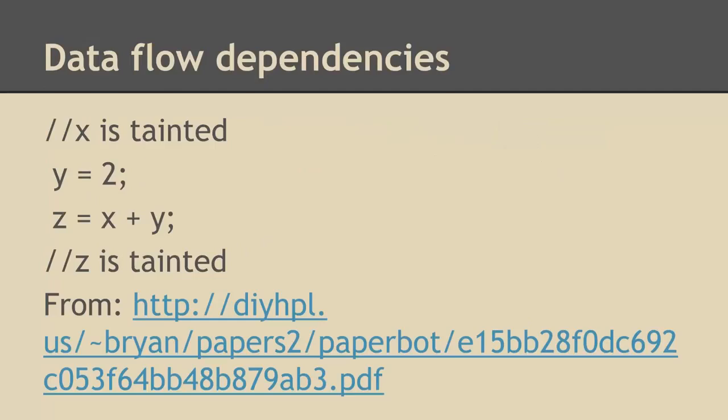So, as I was saying earlier, there's two types of dependencies. There's data flow dependencies and there's control flow. So data flow is effectively consider X coming from user input, and thus it is tainted, and say we statically assign Y to 2, and Z is the sum of X plus Y. Z is then marked as tainted because it is influenced by user input by a tainted source, but Y is not marked as tainted. It's rather straightforward.